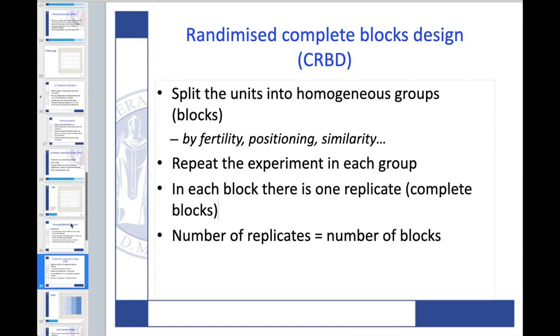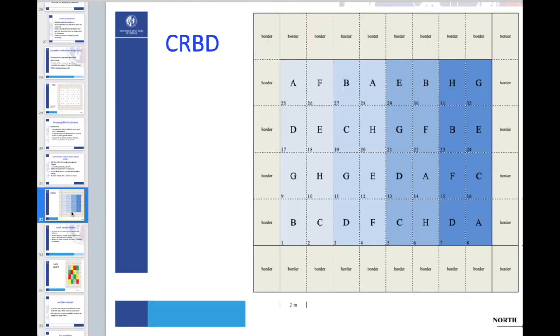I give you an example, then you can ask me questions if that is not clear for you. Here, the same experiment, 32 plots. I divided them in 4 blocks with 8 plots each, and you can recognize the blocks by the colors.